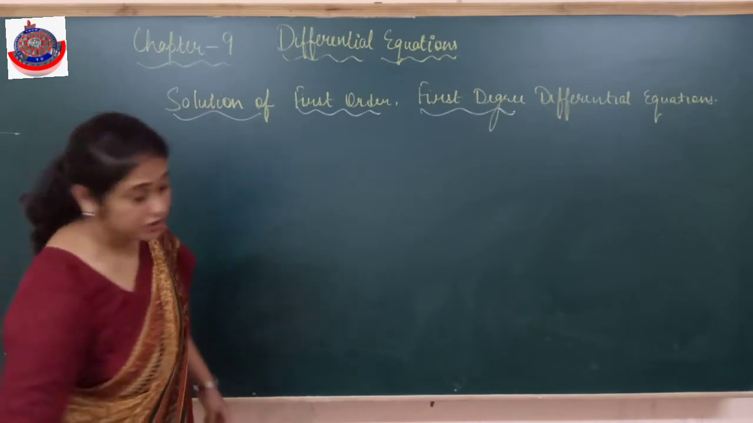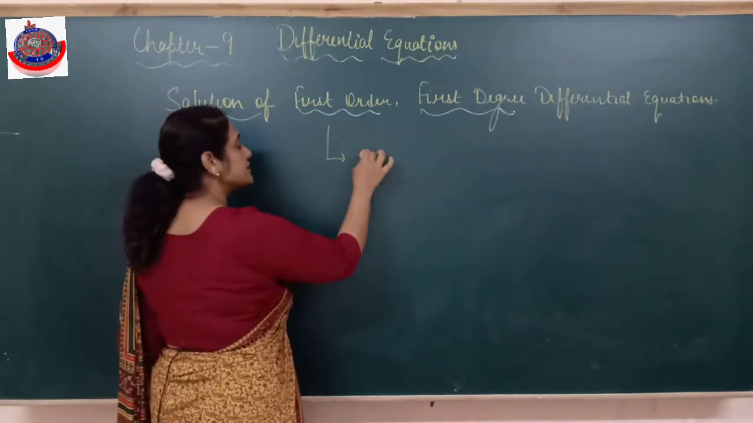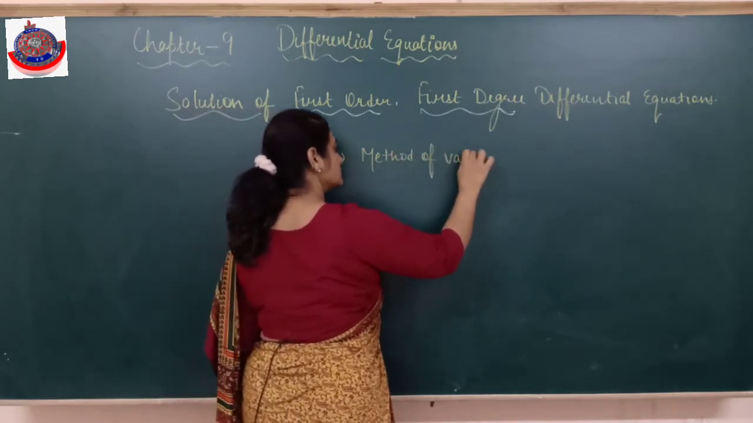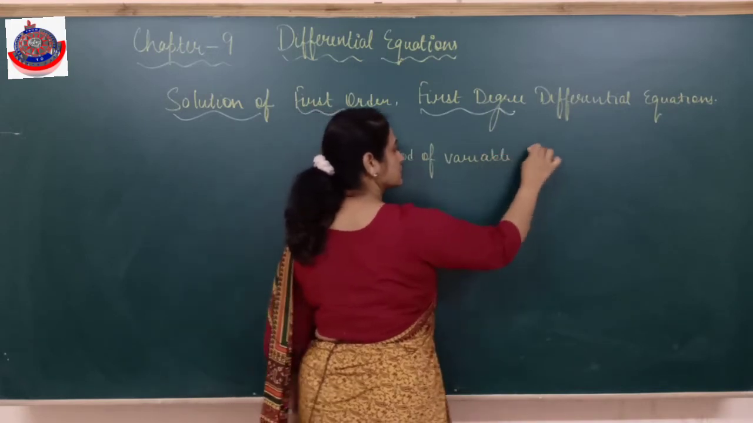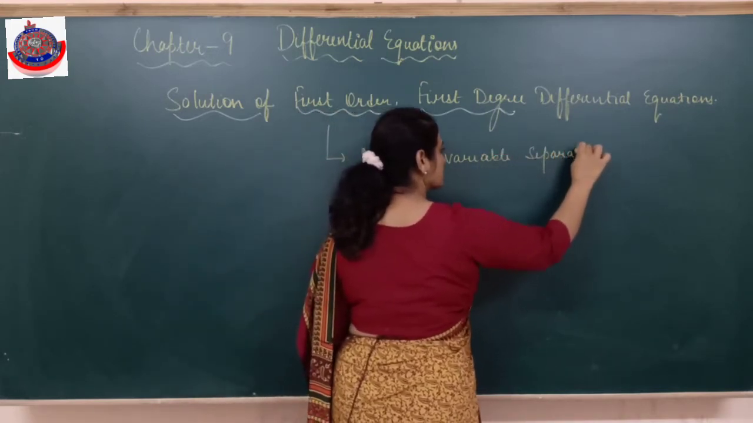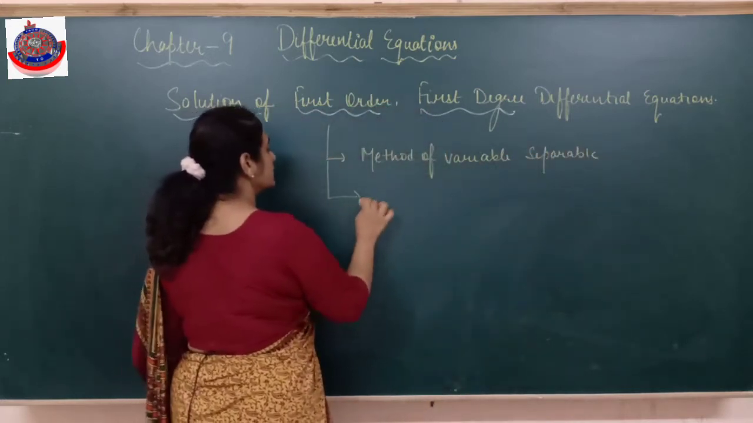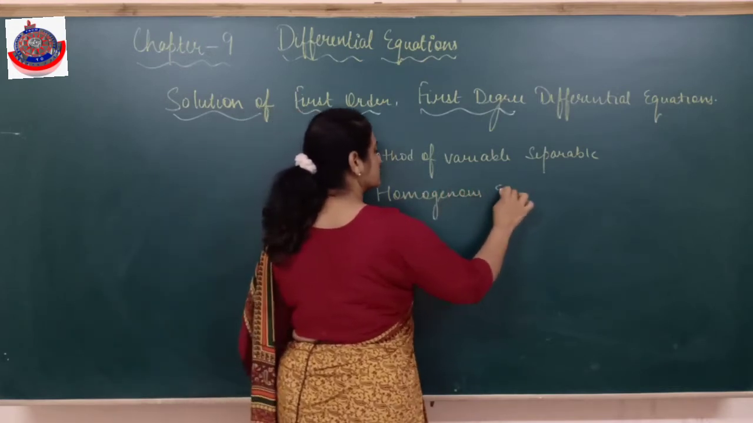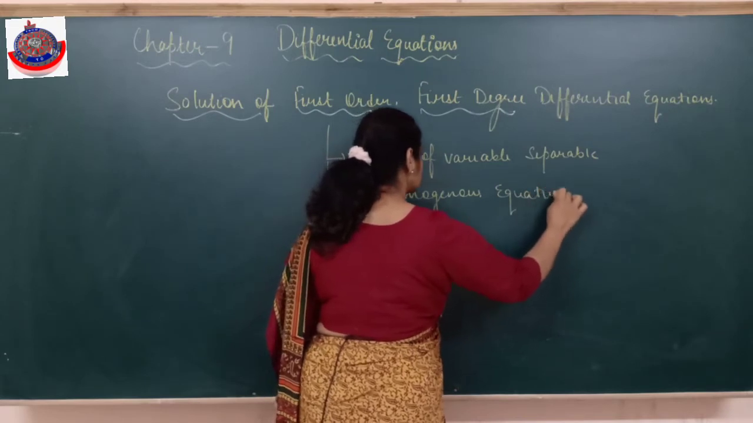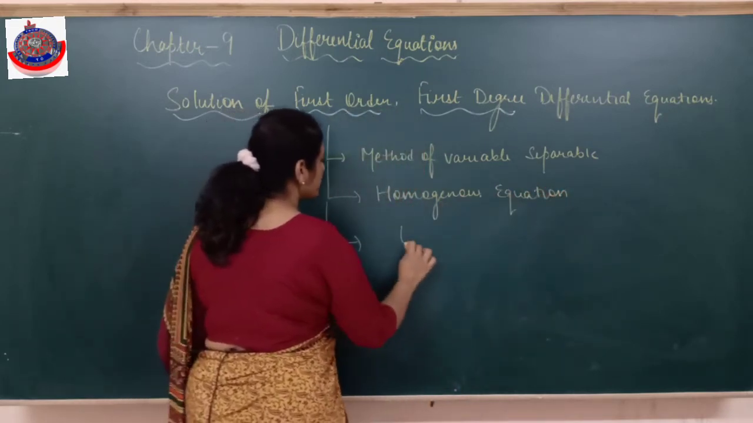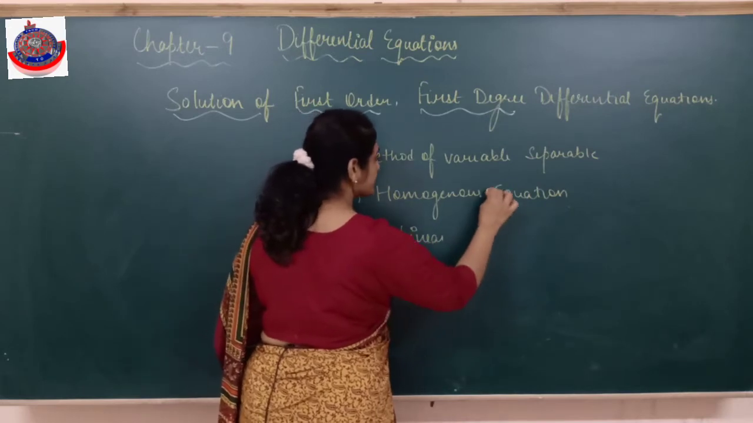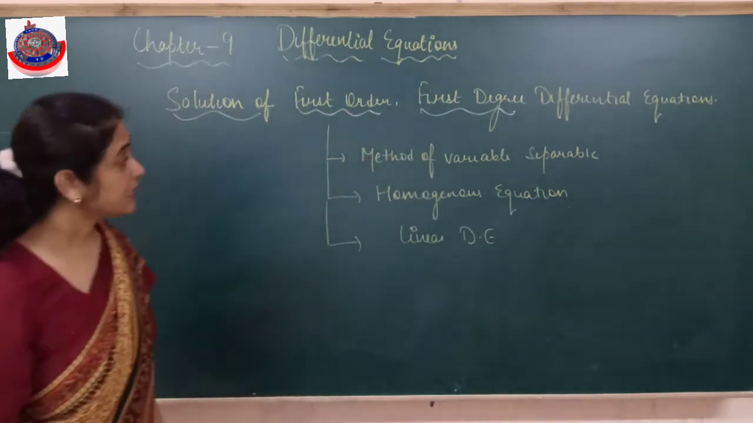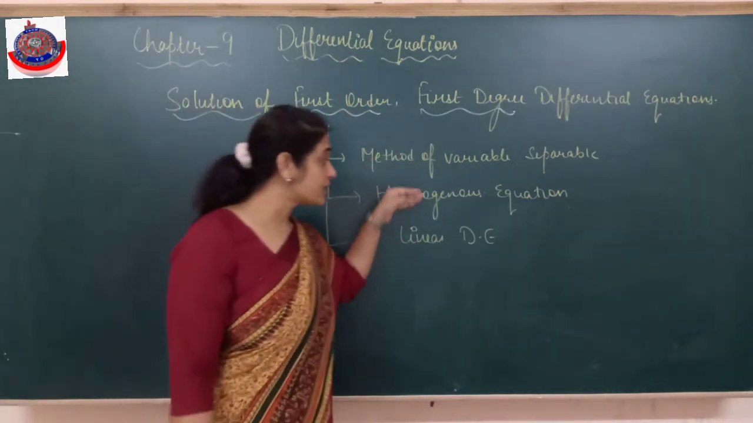So three types of questions, these methods we would be doing. One is method of variable separable, that is today's topic. Then we will deal with homogeneous equations. Then we are going to deal with linear. When I say homogeneous, I am talking about differential equations, linear differential equations. Alright, clear? Method of variable separable is the base of all the methods.